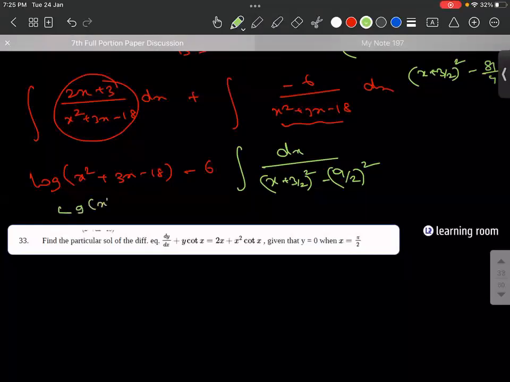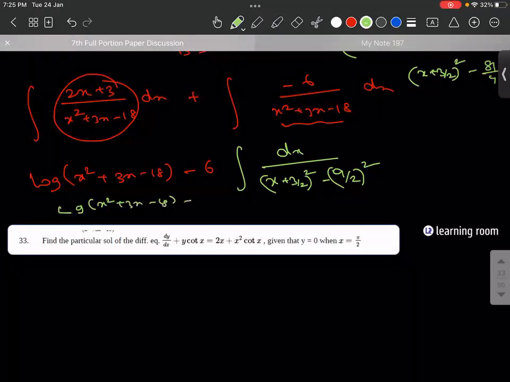So what will be the answer? Log of x square plus 3x minus 18 minus 6 into 1 by x square minus a square is 1 by 2a, that is 1 by 9 into log of x plus 3 by 2 minus 9 by 2 by x plus 3 by 2 plus 9 by 2. Okay. I hope you understood. Yes, sir.